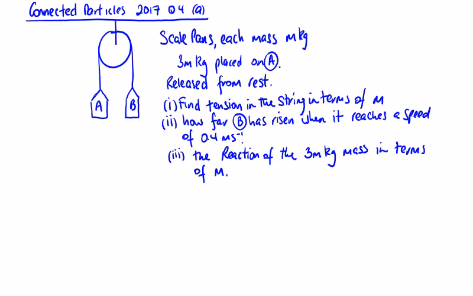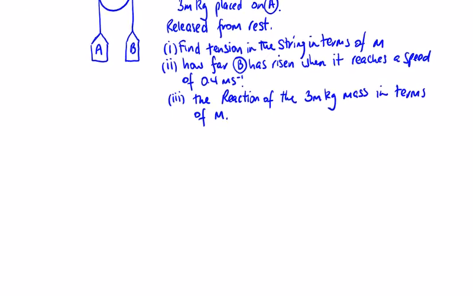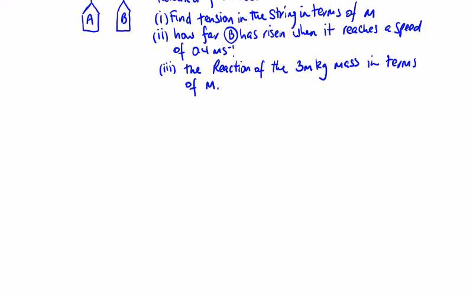Find the tension in the string in terms of m, how far B has risen when it has reached a speed of 0.4, and the reaction of the 3m kilogram mass in terms of m. Okay, let's look at the forces at play here. We have A and B. I'm just going to make them rectangles. So they're both m, but 3m is put on top of A, so that makes A 4m.